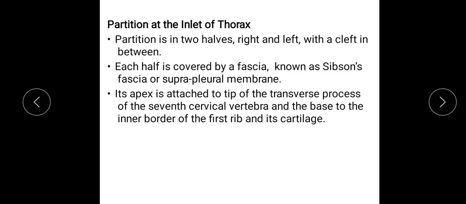Then the partition at the inlet of thorax. It is in two halves, right and left, with a cleft in between. Each half is covered by the fascia known as Sibson's fascia or suprapleural membrane. This may come as an MCQ. Its apex is attached to the tip of the transverse process of the 7th cervical vertebra, and the base is attached to the inner border of the first rib and first costal cartilage.